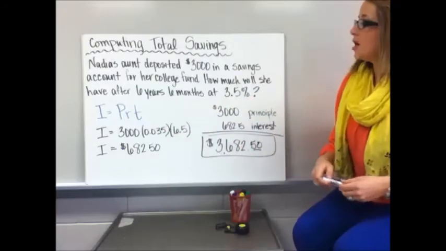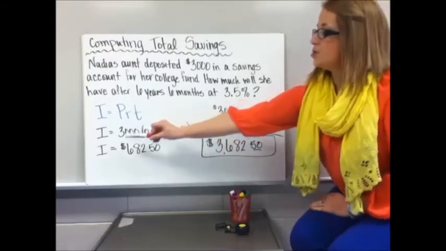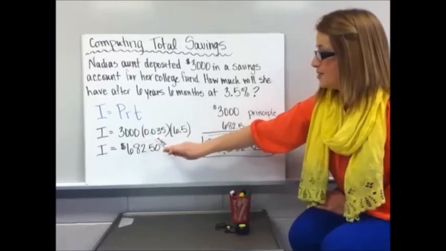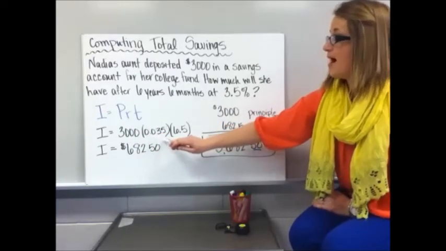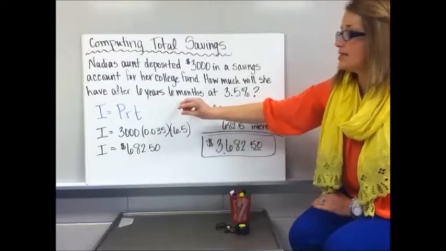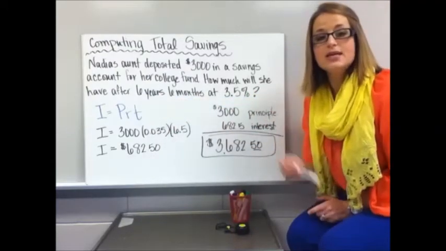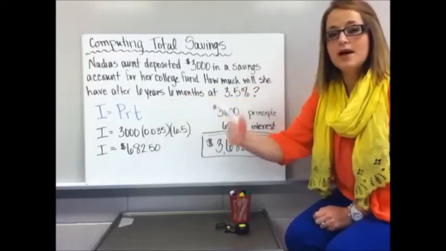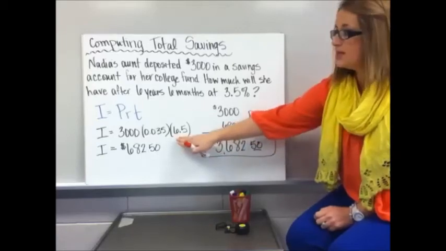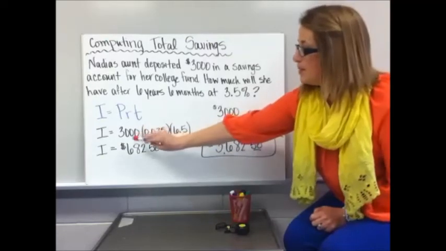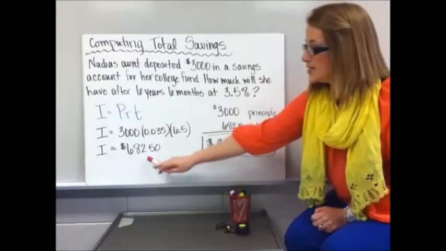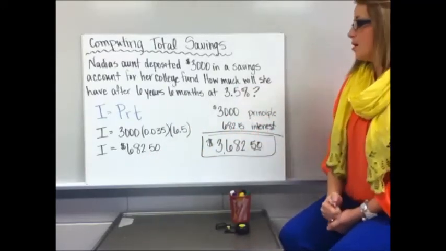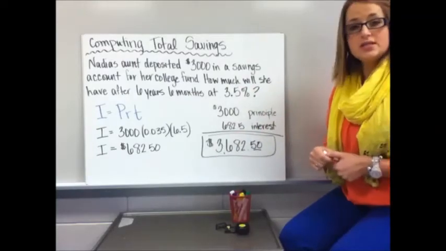We sub in what we know, solve for what we don't know. We don't know the interest, but we do know the principal is $3,000. The rate, 3.5% as a decimal, is 0.035. And the time, 6 years, 6 months, is not 6.6 because 6 months is half of a year. So if that were 2 months, you would divide 2 by 12 to get that decimal. So it's 6.5 years. Multiply those three things together, you get $682.50.